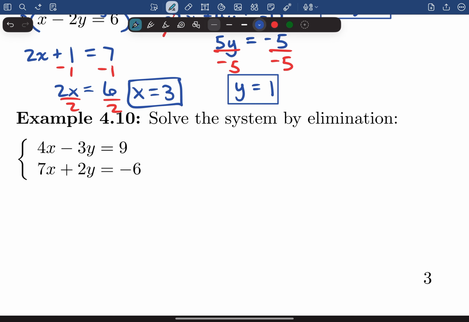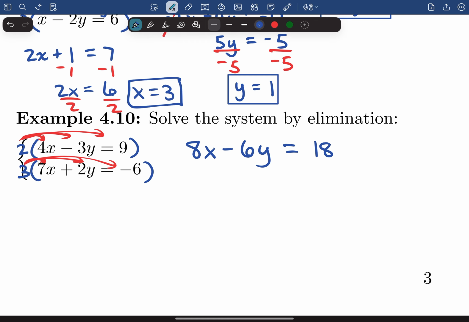And if you think about it long enough, you would come to the conclusion that you could take the top equation and multiply it by 2, and take the bottom equation and multiply it by 3, and you'll see what happens. Okay? So we're going to rewrite everything multiplying by 2 in the top equation and 3 in the bottom equation. And the more you practice this, the better you'll get. So we rewrite the two equations as 8x minus 6y equals 18. And the bottom equation, 21x, and then plus 6y equals -18.